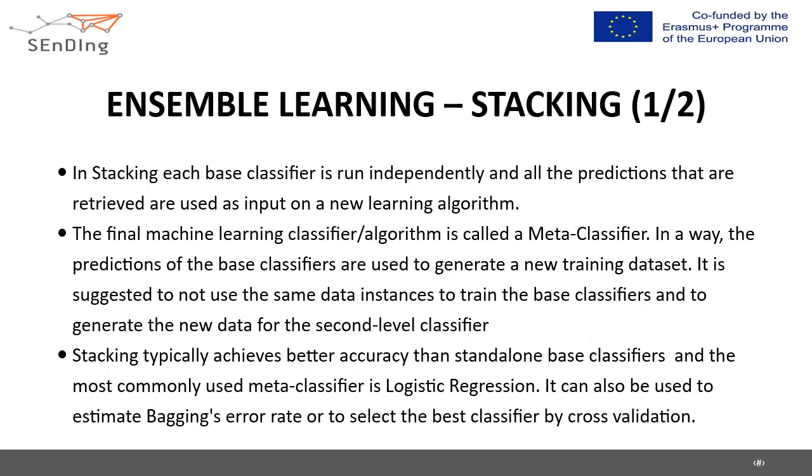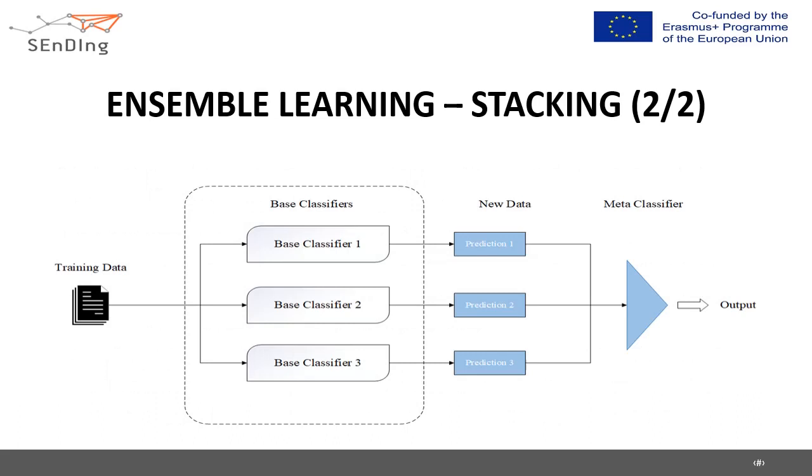Stacking typically achieves better accuracy than standalone base classifiers, and the most commonly used meta-classifier is logistic regression. It can also be used to estimate Bagging's error rate or to select the best classifier by cross-validation. In the following figure, we can see the main workflow of the stacking method.